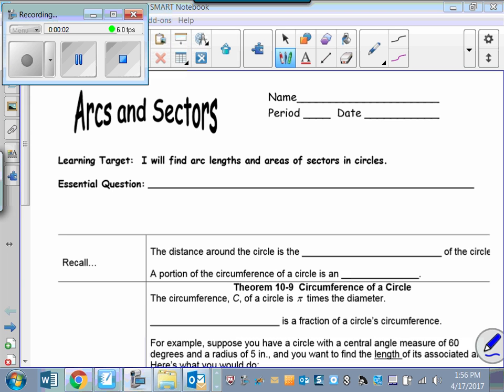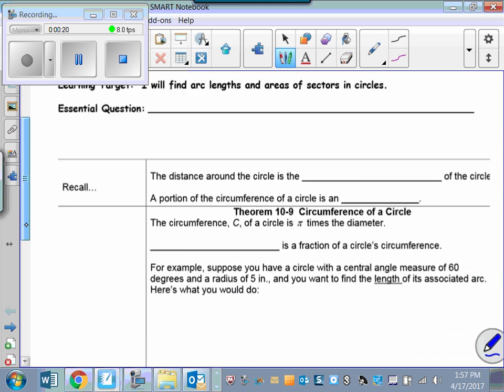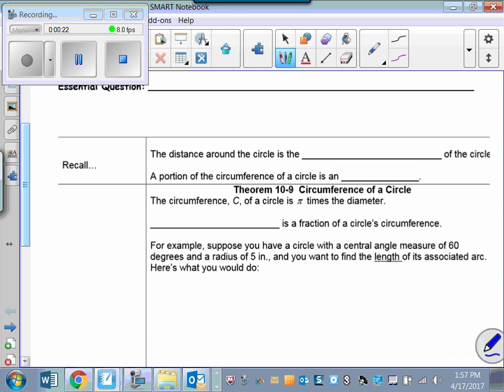Today we're going to learn how to find arc lengths and area of sectors. Now you may remember in the last unit we found out how to find the measures of arcs in degrees. Well, now we're going to find the length of arcs, in other words, part of the circumference. So here we go. We're going to start with recalling a little terminology.